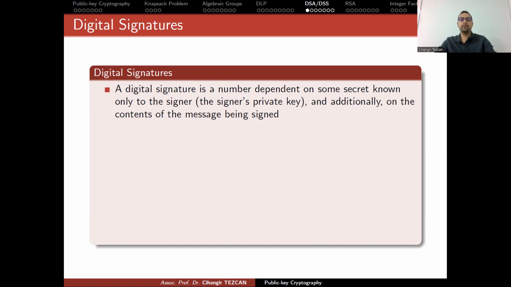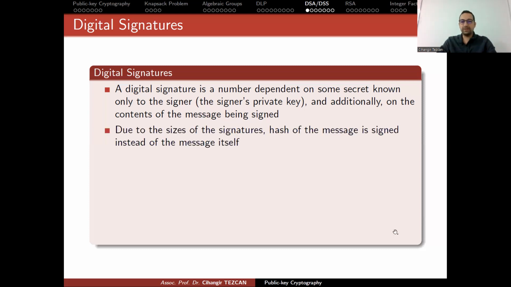Then I will talk about the Digital Signature Algorithm, DSA, or Digital Signature Standard, so both abbreviations are correct. A digital signature is a number dependent on some secret known only to the signer, the private key actually, and additionally on the contents of the message being signed. So that is the idea. You sign a message based on your secret information. This way you prove that only you could sign it that way.